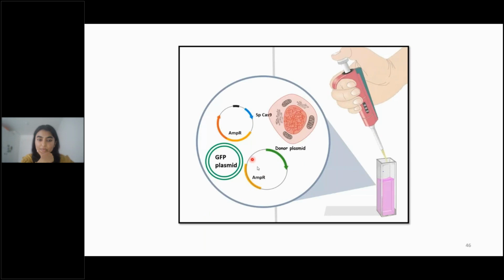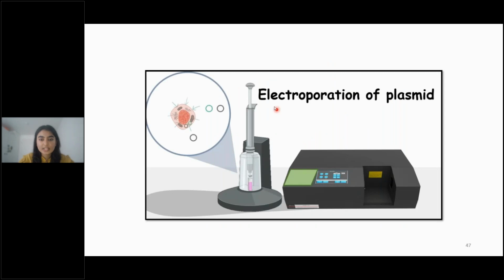There will be one plasmid, a basic donor plasmid, which will have an ampicillin resistance gene. Okay, and there will be a second plasmid which will have the Cas9 gene and whatever gene you want to insert. And the third plasmid is a GFP plasmid, so you will know which cells have taken up the CRISPR Cas or not. Then you put everything in one mixture, in one tube, and then you use electroporation.